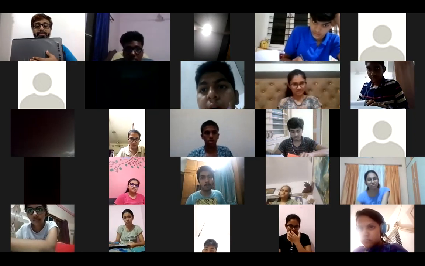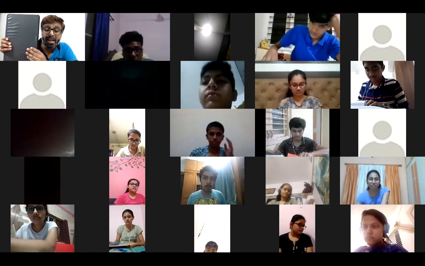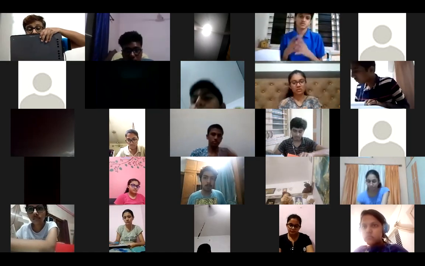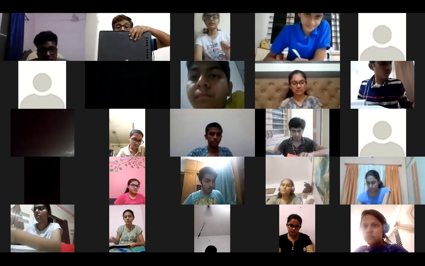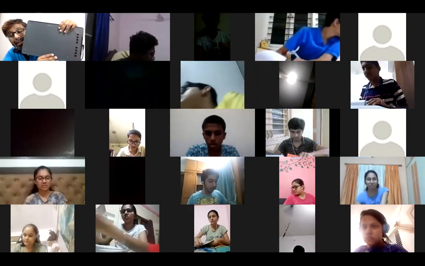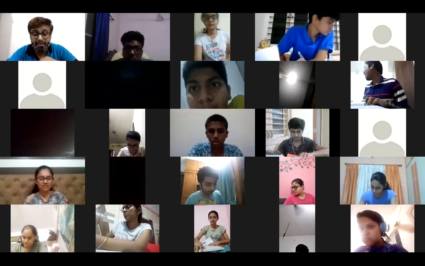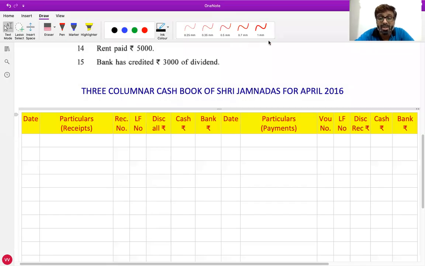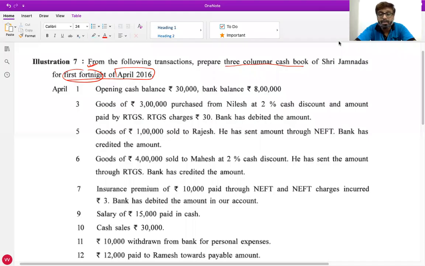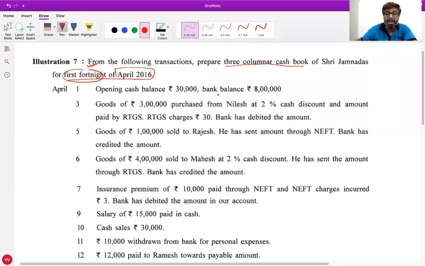Do you get the point? In your notebook, instead of making it vertically, you can solve it horizontally. Okay. Make the formats fast. I'm giving you 3 minutes to make the format because it's lengthy. Make it fast. First one, opening cash balance and opening bank balance.